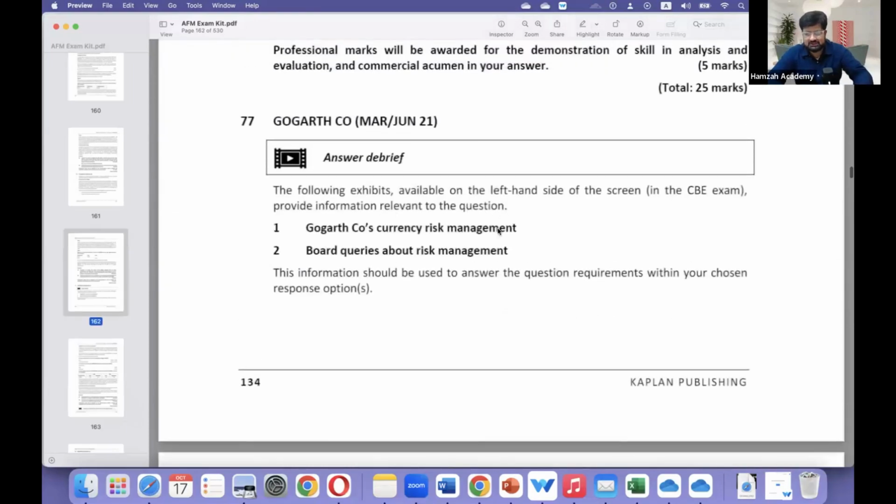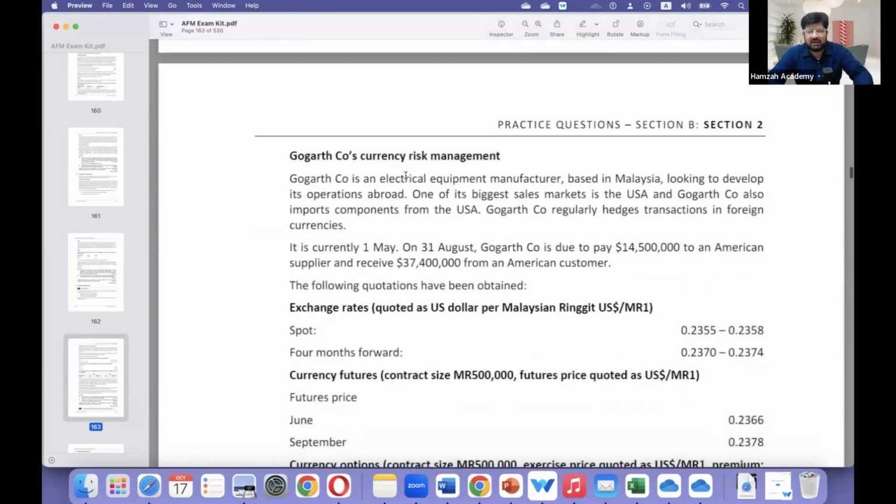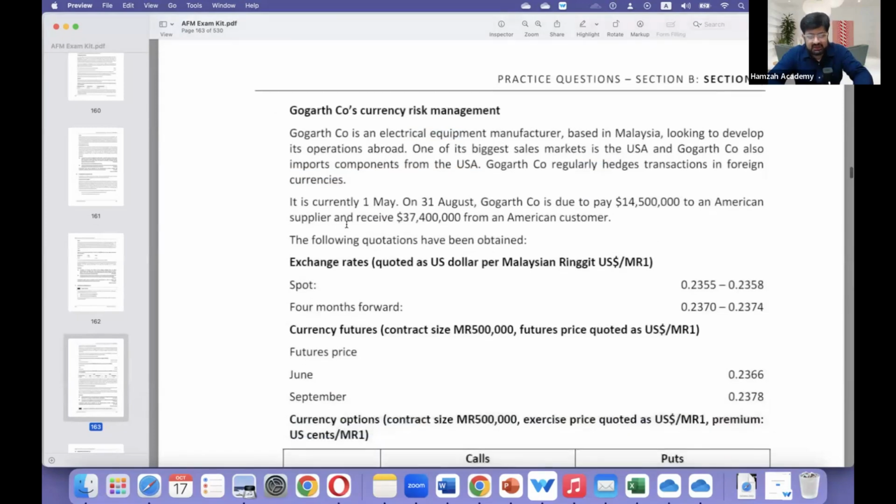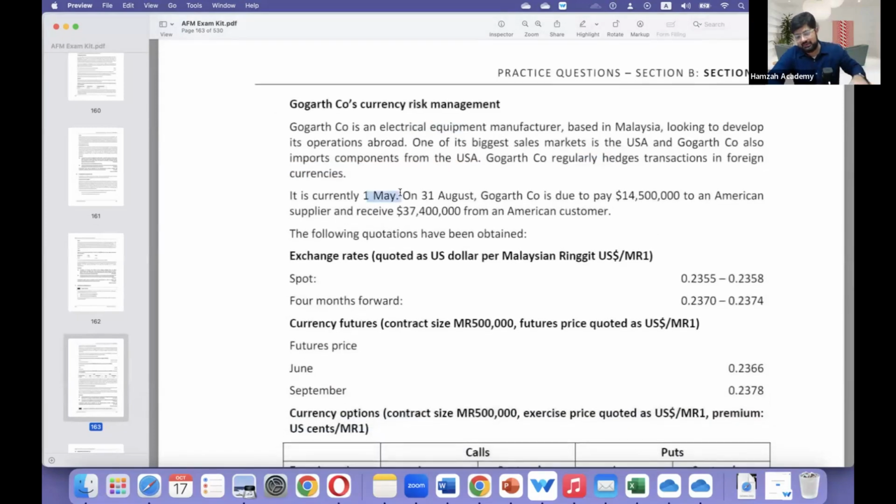Come here. So, exhibits are here, 1 and 2. Currency risk management. Okay. Gogarth is an electrical equipment manufacturer based in Malaysia, looking to develop its operations abroad, one of the biggest sales markets being the USA. And Gogarth company also imports components from the USA. Gogarth company regularly hedges transactions in foreign currencies. It is currently 1st May.